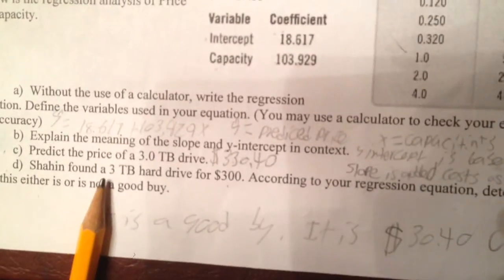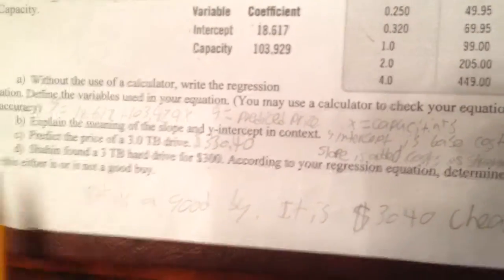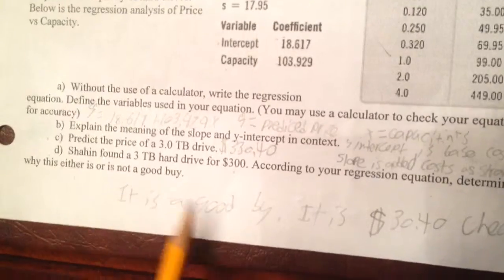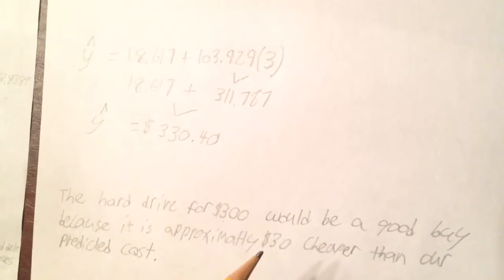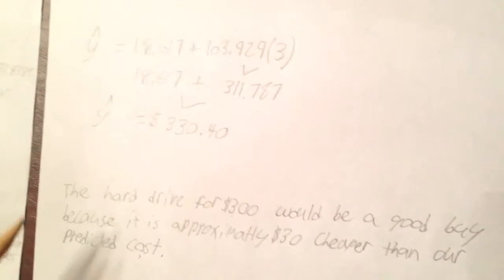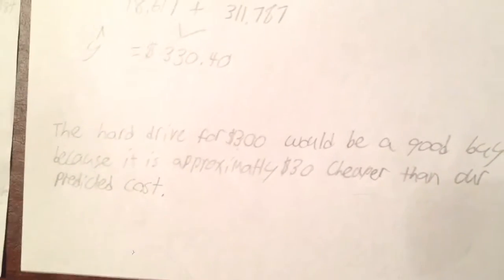And then once we predicted that, part D says Mr. Sheen found a 3 terabyte hard drive for $300. According to your regression equation, determine why this is or is not a good buy. So luckily he found a hard drive that was exactly the storage that we calculated. So our predicted price for our model is about $330, and the hard drive he found was $300. So that's approximately $30 cheaper than our predicted cost. So this would be a good buy for him because it's $30 cheaper than what we predicted.